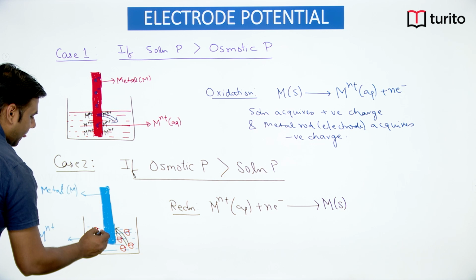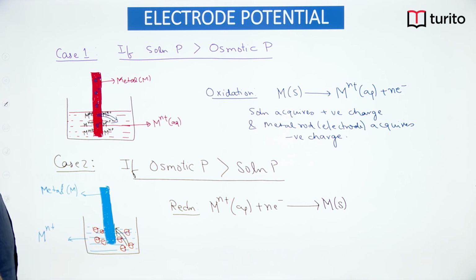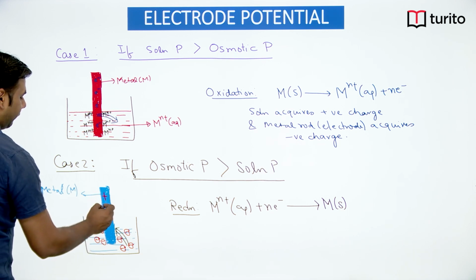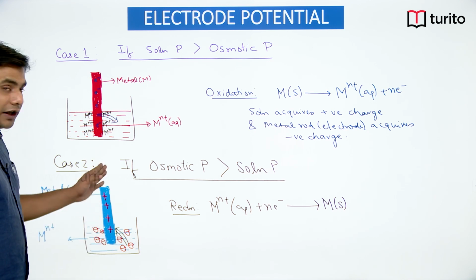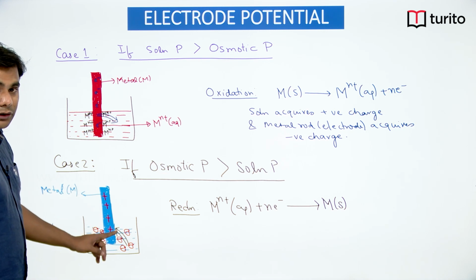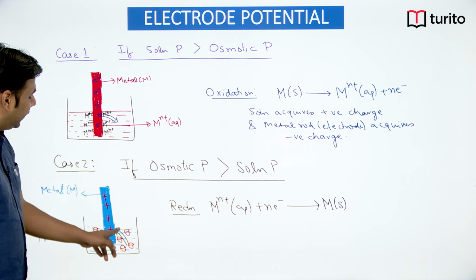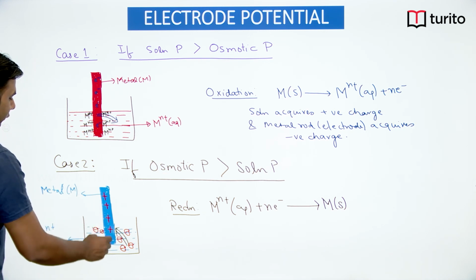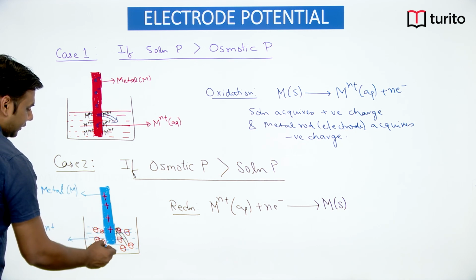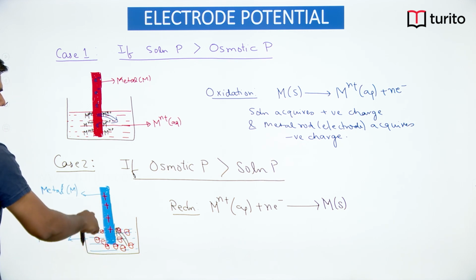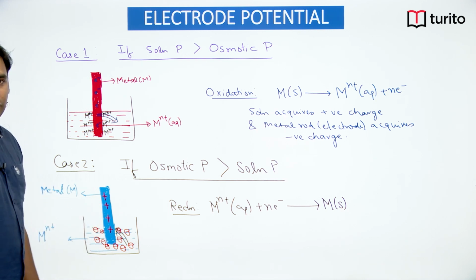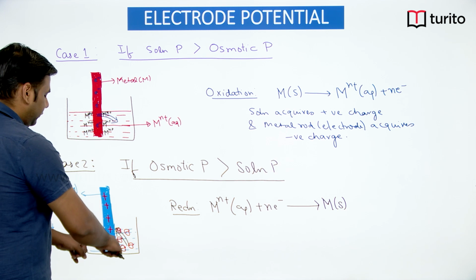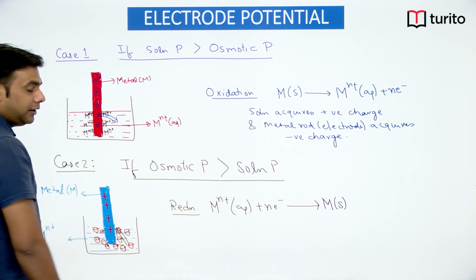Okay, hope this is clear to you. And the rod will acquire positive charge. Now again you see there is a positive charge on the rod, there is negative charge in the solution. So these negative charges will get attracted to the positive charge and it would form a double layer. It will form an electrical double layer near the rod.